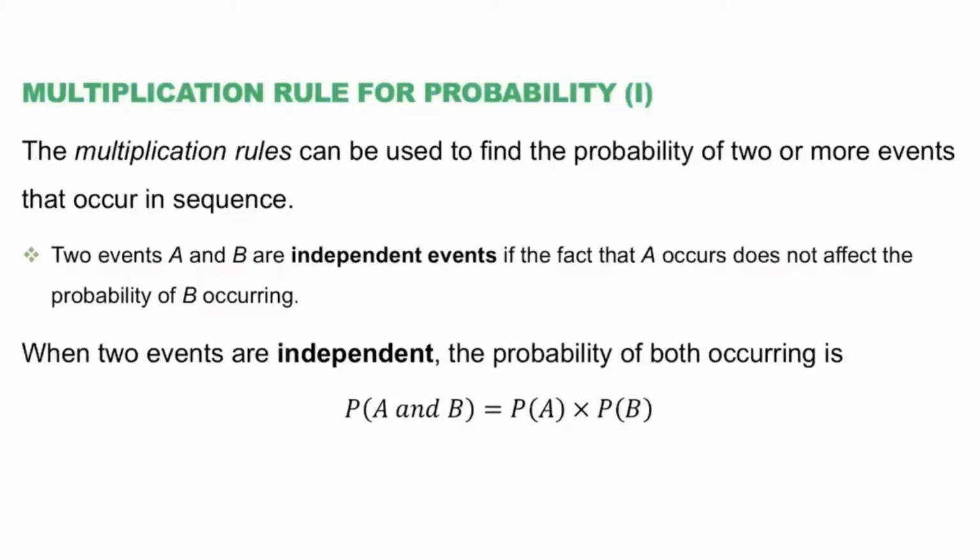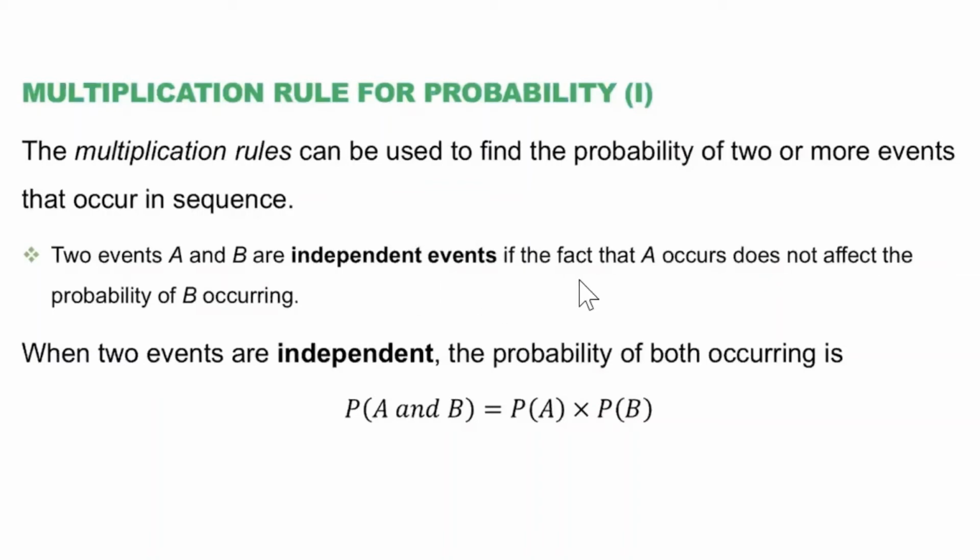Okay, we are going to work on the second rule for probability, and it's going to be the multiplication rule for probability. We have two multiplication rules for probability. We are going to start with the first part, and this is for the independent events. Multiplication rule can be used to find the probability of two events that occur in sequence. And when two events occur in sequence, we say that the events are independent or dependent. So first, we are going to look at the independent events.